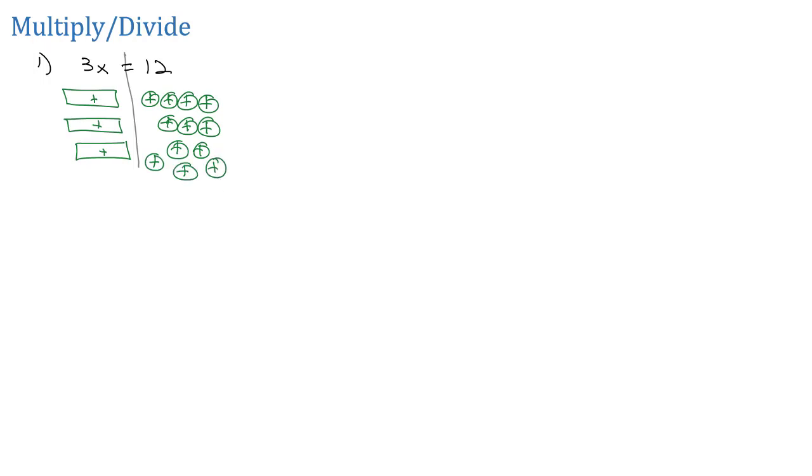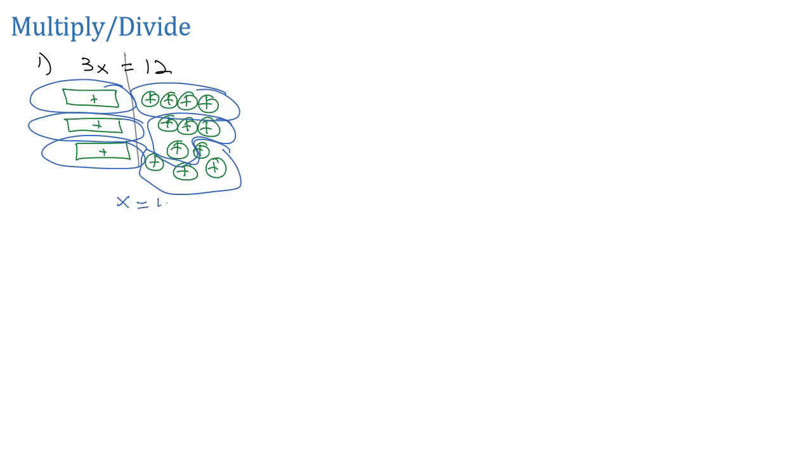There, I think I have 12. What we're going to do, though, is we're going to be interested in how we can see what exactly one of these strips are. So when I do that, I'm going to split these strips up into 3 groups. And we're going to do the same thing with these 12 positives. If I split these 12 positives into 3 equal groups, what you'll notice is each group of x has exactly 4 positives in it.